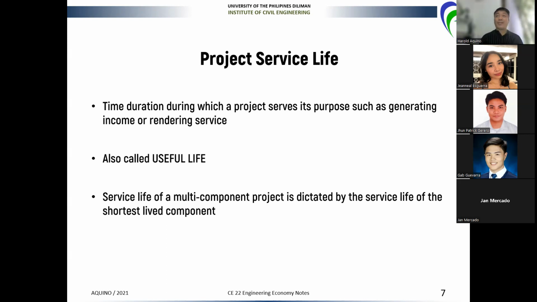So, for instance, meron kang computer tapos yung pinaka-fragile na component na yon, that would dictate the service life of the entire computer unless you make it a part of your project to replace regularly yung short-lived component na yun.